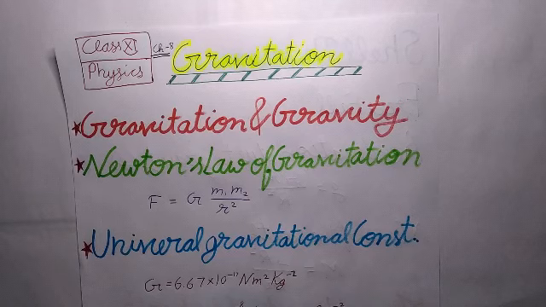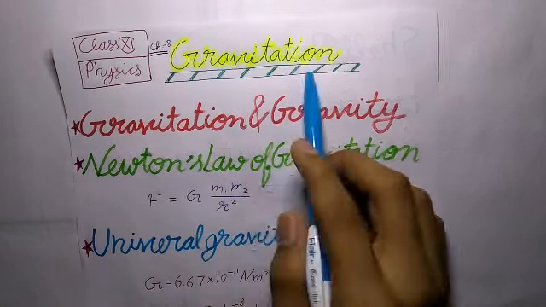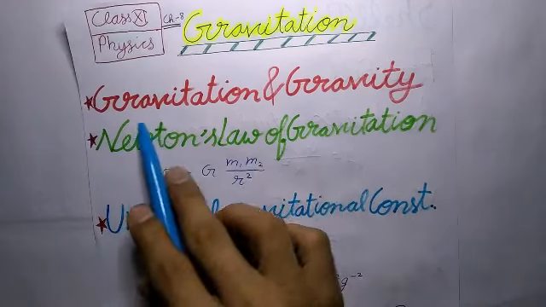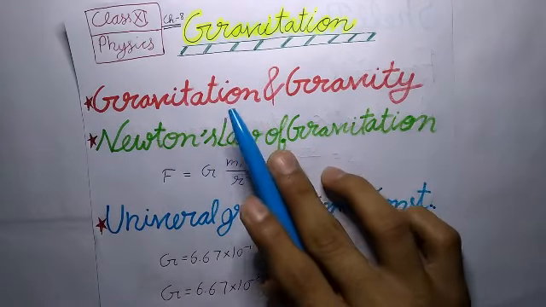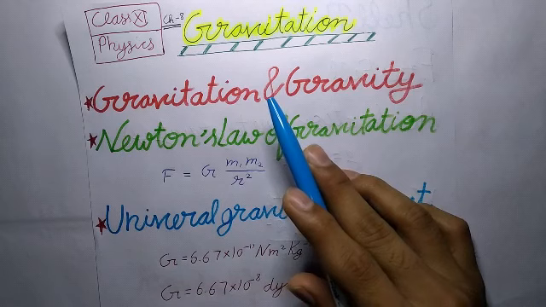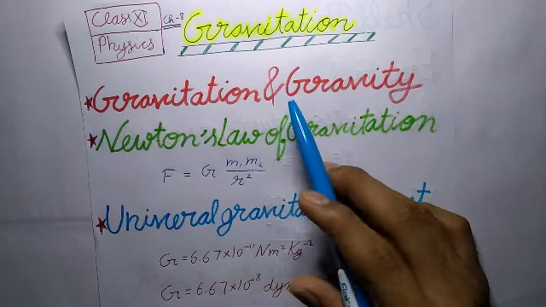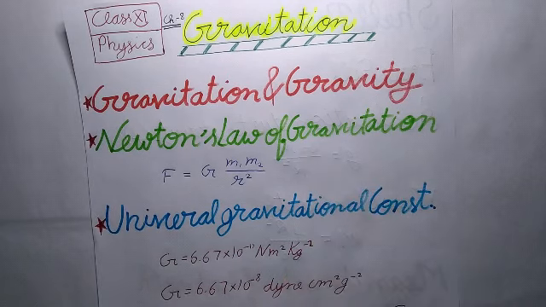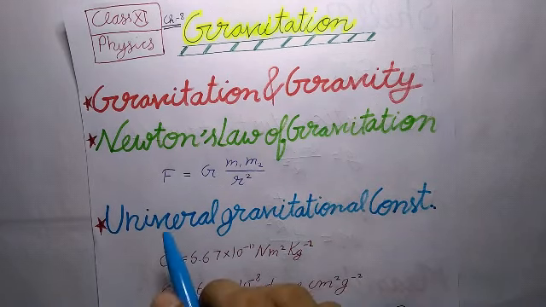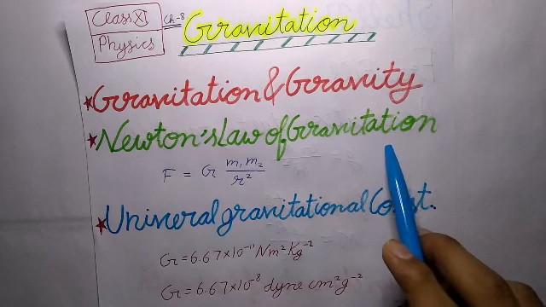This is a quick recap of the chapter gravitation. So let's start with gravitation and gravity. Gravitation is the force of attraction between any two bodies, while gravity refers to the force of attraction between any body and the earth. Newton's law of gravitation.